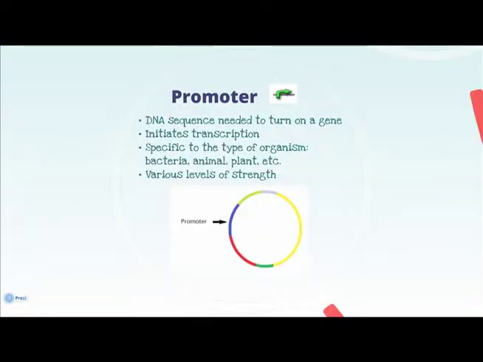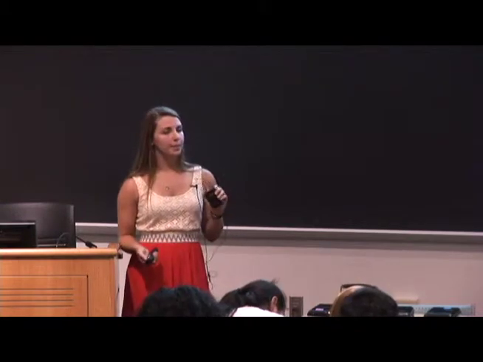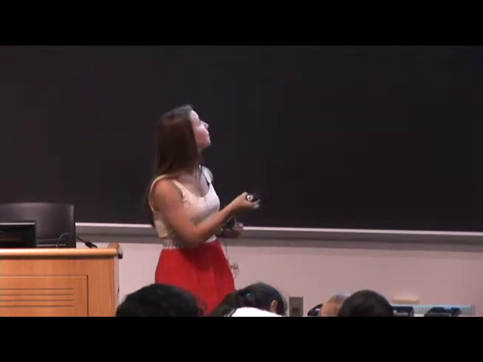You start with the promoter, which is your first piece. And it's needed to turn on the gene. It promotes transcription, which is that process from DNA to RNA. It's going to start that process. It's specific to the type of organism. So there's bacterial ones, there's plant promoters, there's animal promoters. So you have to be really careful about which type of organism you're working with and make sure you pick the right kind of promoter.